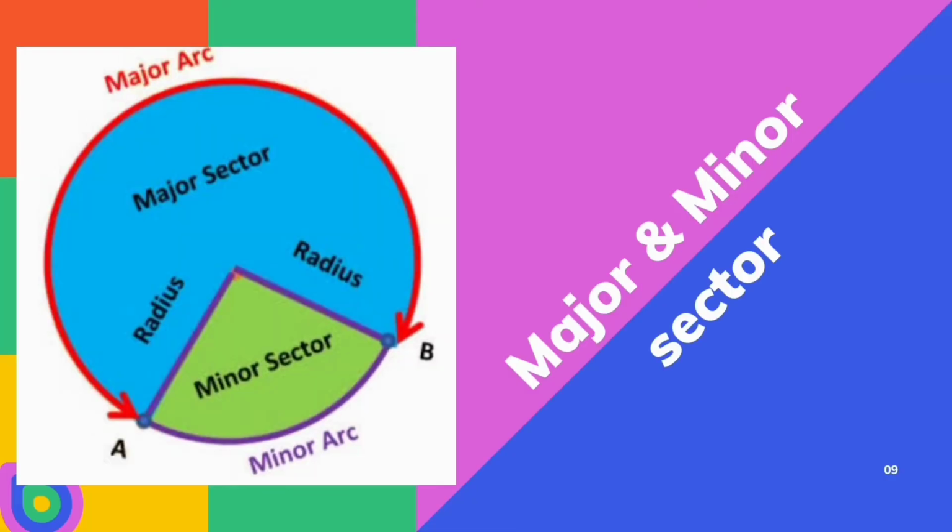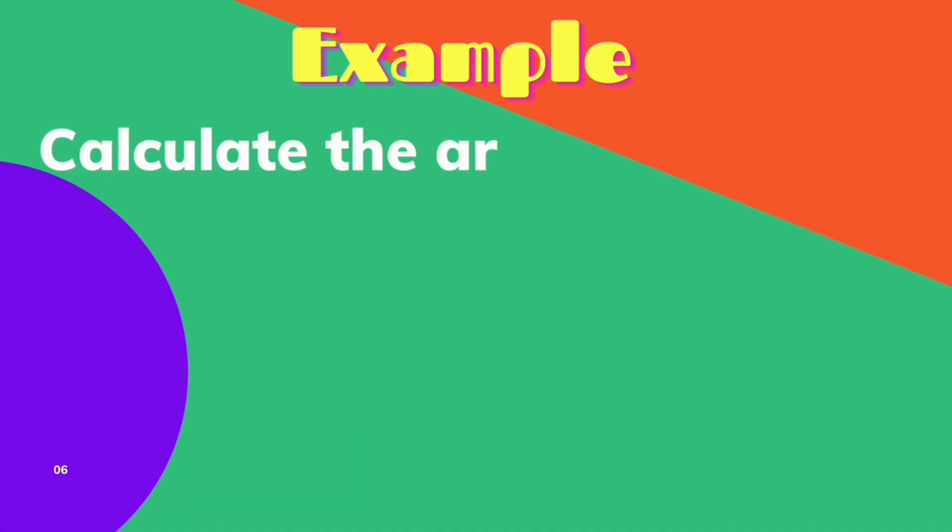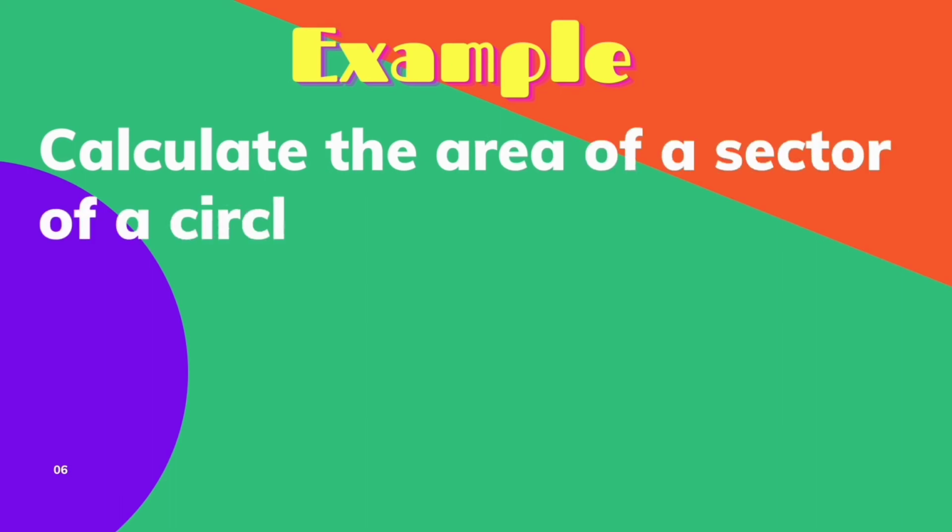But the sector of a circle, you must remember, is also made up of two parts, which is the major sector and the minor sector. The larger area or part is called the major sector, while the smaller part of the sector is called the minor sector. The area of a sector can be calculated using the formula theta all over 360 times pi r squared. Let's take an example to explain how to use this formula.